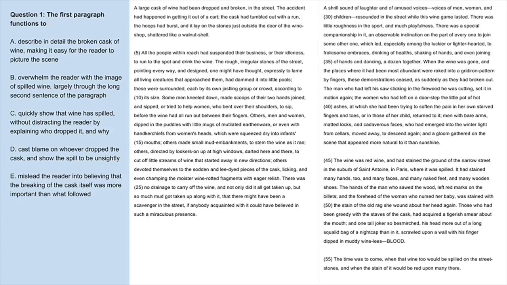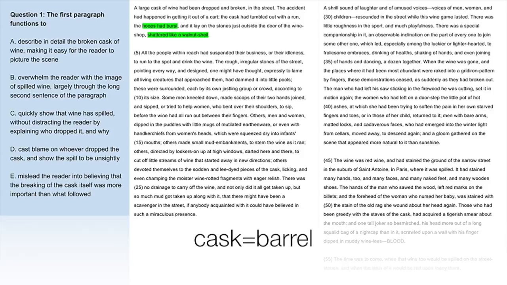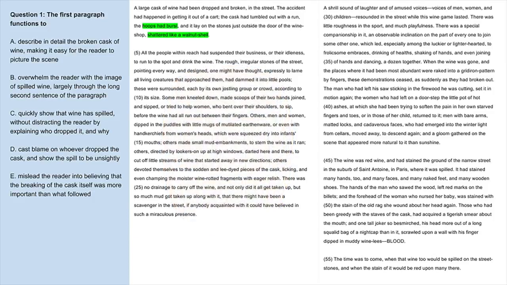We see that the cask's hoops had burst and that it lay shattered like a walnut shell. Now, if you already know that a cask is a barrel and you know what a barrel looks like, you know that it's made of strips of wood, for example, and that it has hoops that bind those strips together, then you can probably picture the scene pretty well. The broken hoops, the barrel of wood broken and shattered like a walnut shell. In that case, you might think this is a strong answer.